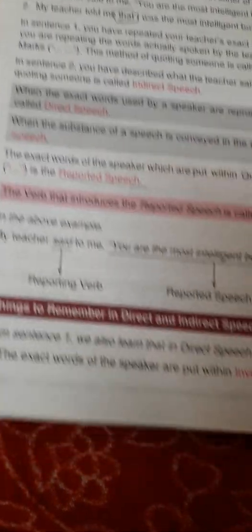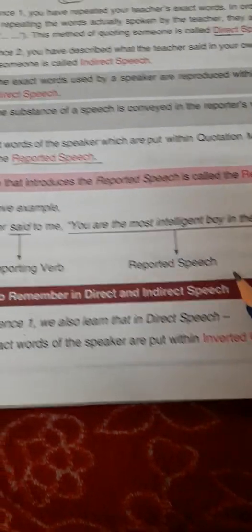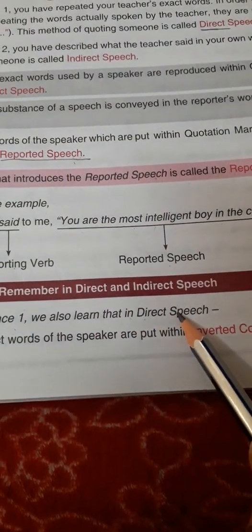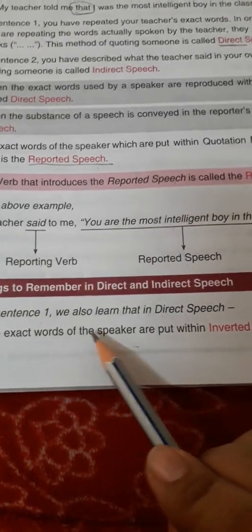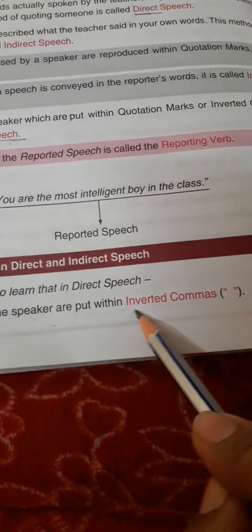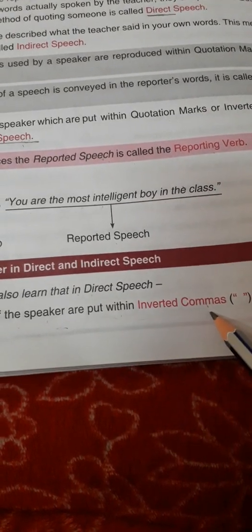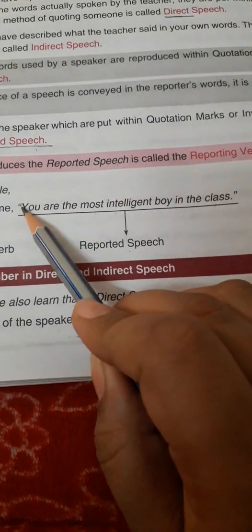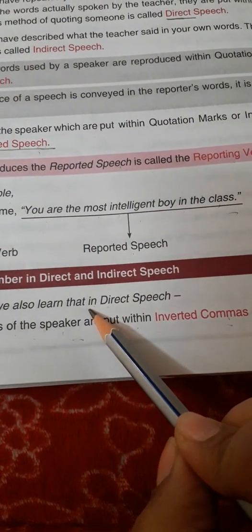Okay. Now, things to remember in direct and indirect speech. First, we learn that in direct speech, the exact words of the speaker are put within the inverted commas. See here, exact words are put within the inverted commas. This is for direct speech.